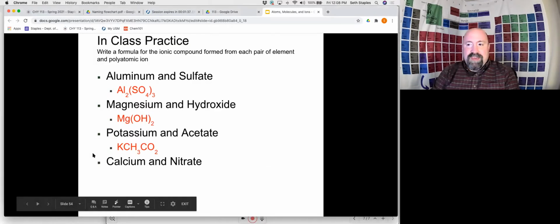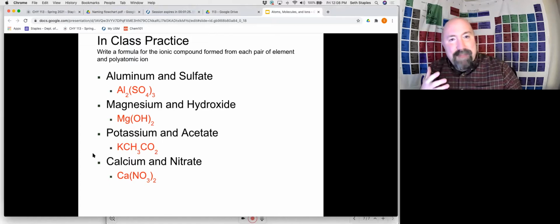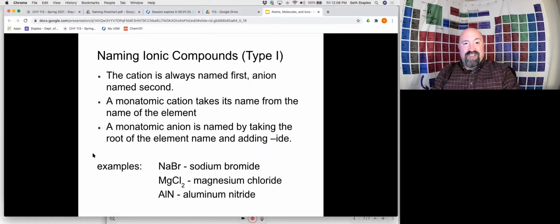And so lastly, calcium and nitrate, Ca(NO3)2. And so that takes us through how to write a chemical formula. What we're going to shift to now is how we actually name compounds. The naming of compounds, again, also follows very strict rules that we have to follow. When we name a compound, just like when we write the formula for a compound, we always have the cation first and then the anion second.